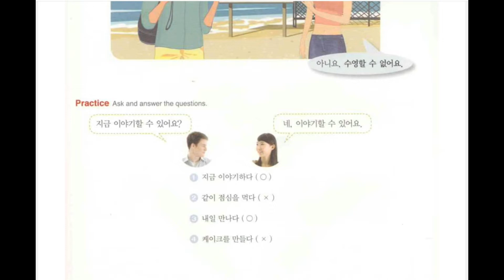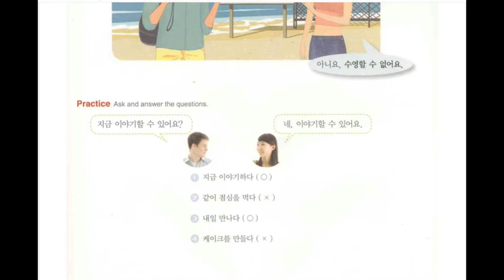자, 4번 갑시다. Number 4. Can you make a cake? 어떻게 말해요? 케이크를 만들 수 있어요? And the answer will be no. I can't make a cake. 어떻게 말해요? 아니요. 케이크를 만들 수 없어요. 좋습니다.